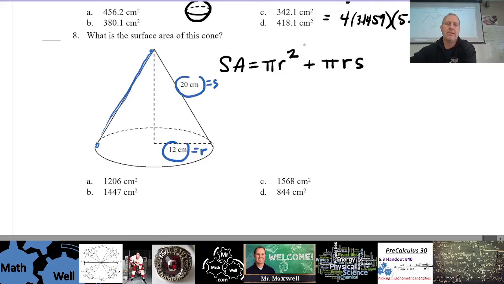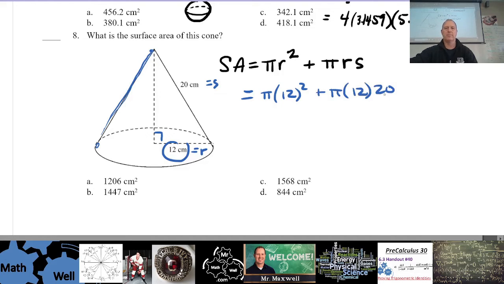Very good. Now, do I need the height? I don't really need the height in this formula. If you're given the height and not the slant height, you might have to use Pythagoras to find out what s is. There'll be some questions like that coming up, but this one's pretty straightforward. So pi times 12 squared plus pi times 12 times 20. You should get one of those answers when you do that.